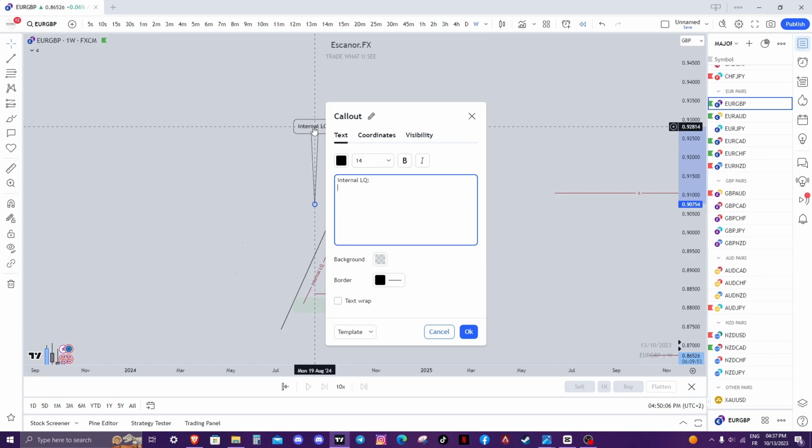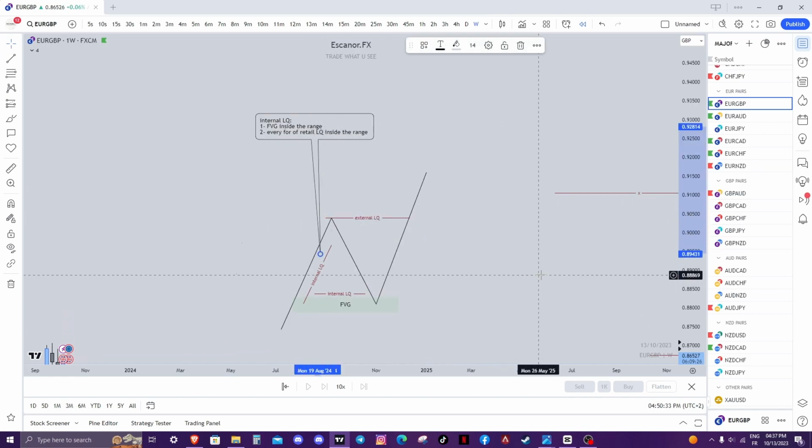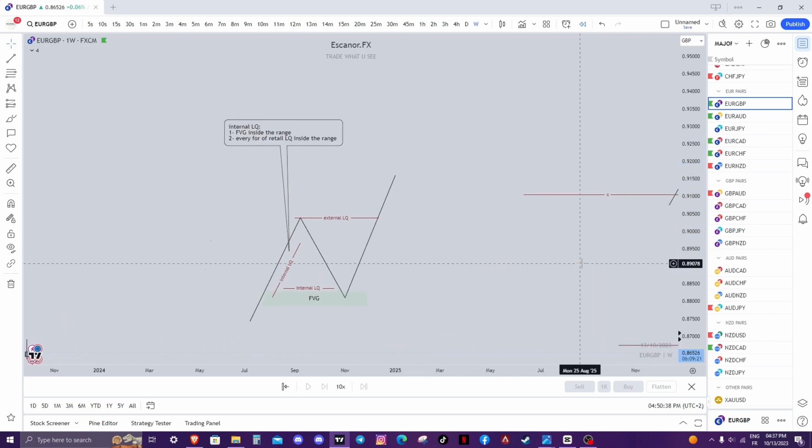Okay, so the first thing is fair value gaps inside. Okay, the second thing is every form of retail liquidity inside the range. So this is the internal range liquidity. The external range liquidity is clear and so simple, we don't need to talk about it too much.